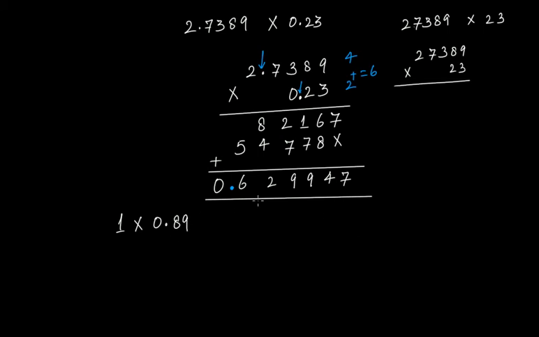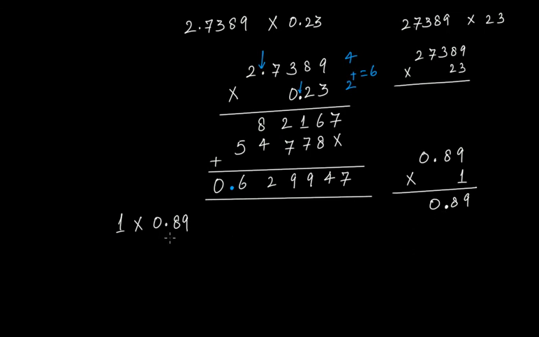Like first you can write this one. So this is 0.89, right? And then multiplied by 1. So this will be 9, 8 and 0. How many digits do we have? 2. So point like this.